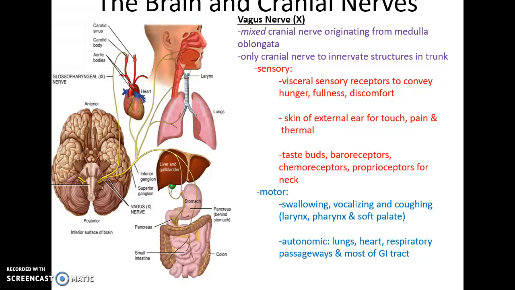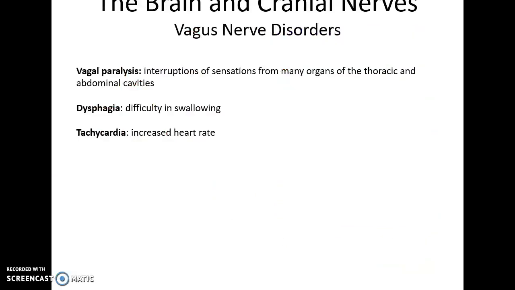Vagus nerve, cranial nerve 10, is the only cranial nerve to innervate structures in the thoracic and abdominal regions. Sensory, it brings in sensory information from all those various visceral organs: fullness, hunger, stress, discomfort. Also innervates structures of the skin for the external ear, touch, pain, and thermal sensations, taste buds in the throat, baroreceptors, chemoreceptors in the bloodstream, proprioceptors for the muscles of the neck. And it also has motor functions, controlling muscles for swallowing, vocalizing, coughing, and autonomic functions for all those various structures in the thoracic and abdominal cavity.